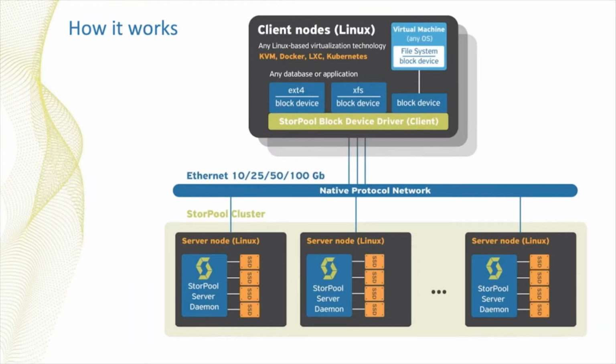A bit on how it works. On this diagram, on the bottom, you can see 3 storage nodes. In these storage nodes, you have SSDs or hard drives, so we work with both kinds of media. You have a redundant Ethernet network in the middle. And on the top, you have a number of hypervisor nodes, which would be KVM hypervisors in this case. On each one of them, we have the StorPool block device client, and that exposes block devices to virtual machines.